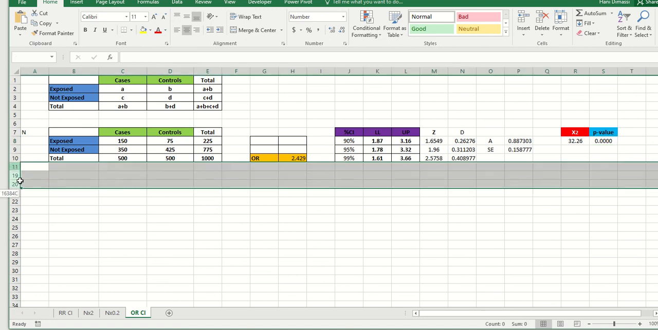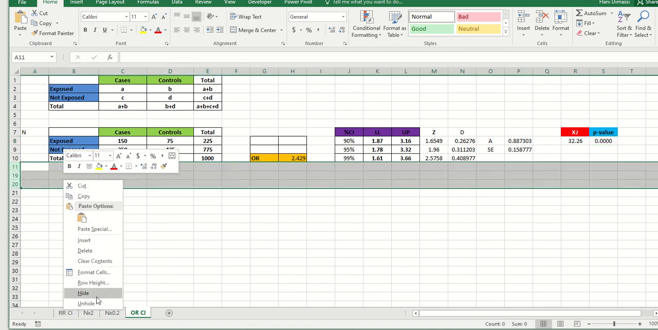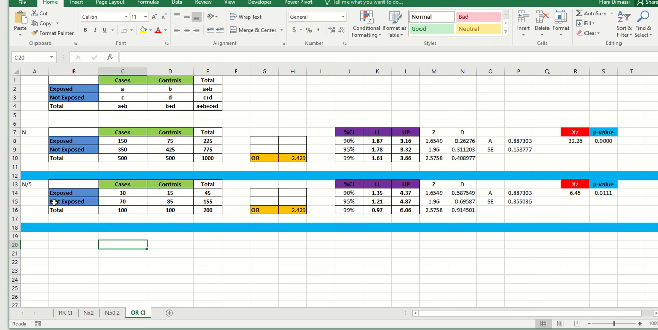So next thing I'm going to do is, let me unhide what I had here, I'm going to make my sample much smaller. So instead of taking 500 and 500 for a total of 1000, I'm going to just take 100 and 100 for a total of 200. However, everything else remains proportionately the same, and therefore your odds ratio remains the same.